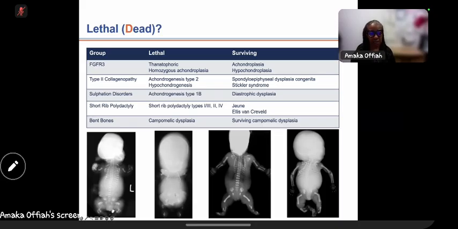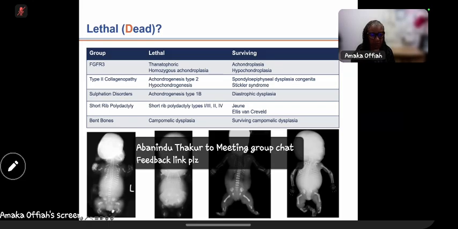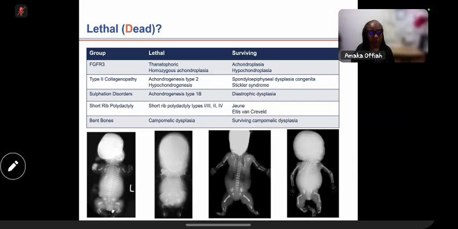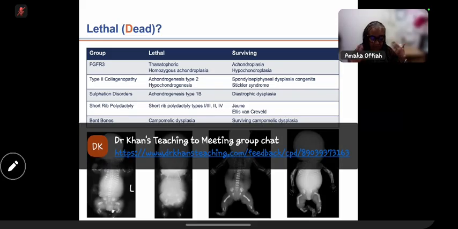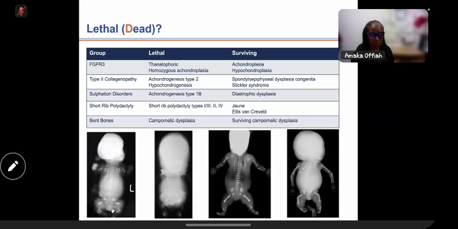Achondrogenesis, you have type 1A, type 1B, and type 2, but it's the type 2 achondrogenesis that belongs to the type 2 collagenopathies. The reason that they all have similar names is that before radiographs were done, on the clinical presentation, they were giving them these names. There are features that would tell you whether it's achondrogenesis type 1A or type 1B or type 2. Here we have the sulfation disorders, which would be a type 1B and goes into diastrophic dysplasia.